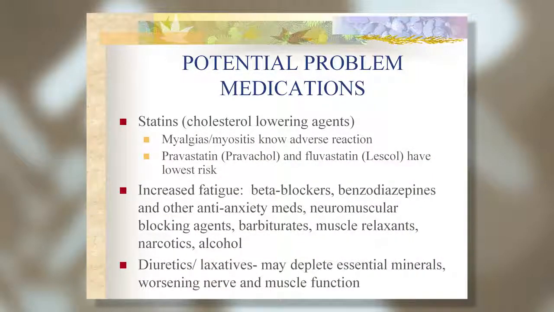There are some medications that are potential problems for polio survivors. Probably the best known of these are the statins, or the cholesterol-lowering agents. They are known to have a side effect of muscle inflammation. And initially, as these medications came out, that was underreported. It also seemed that polio survivors were more sensitive to these medications than many of the general population. Some of the newer statin medications, like Pravachol and Lescol, have lower risk than the older agents.